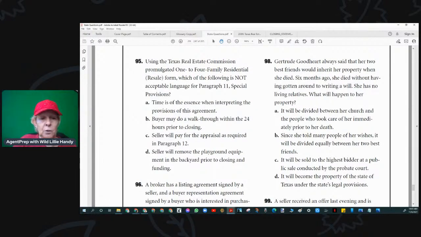All right. So the answer for that is A, time is of the essence when interpreting the provisions of this agreement. That is already stated in different sections of the contract, 1 to 4 family residential resale form, and also on the third party addendum. So 95A.